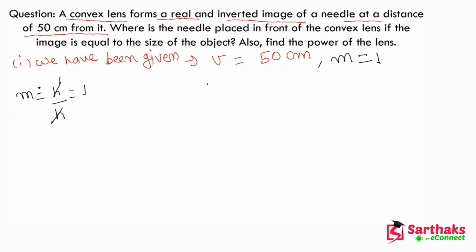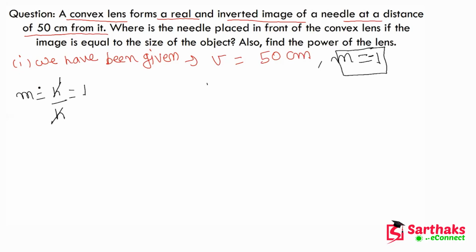Now I have to add minus here. Why do I have to add minus? Because the image formed here is a real and inverted image. And for a real and inverted image, the magnification is always negative.